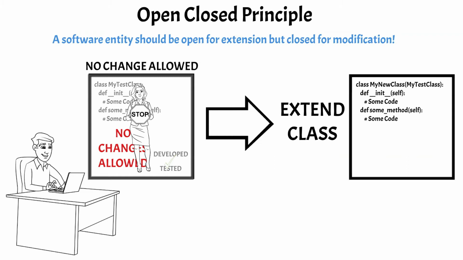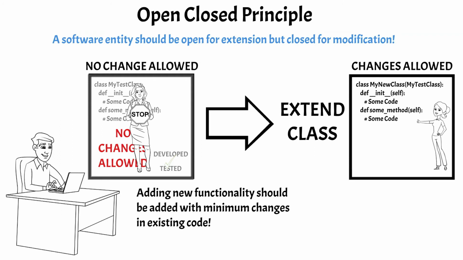So in order to add more and more features into your software, you can extend the class, but the class that you have already created is closed for any further modification. So as much as possible, you should avoid making any modifications into the classes that you have already created, as part of the open closed principle. And also you must remember that the design and writing of the code should be done in such a way that new functionality should be added with minimum changes in the existing code.